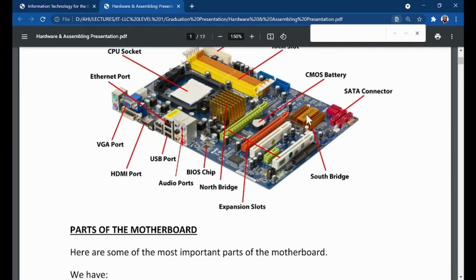If you check the machine on the screen, you see that they've provided a very small heatsink for the south bridge too. Can you see? They provided a small heatsink, but the north bridge has a bigger one. Can you see? The north bridge has a bigger heatsink.